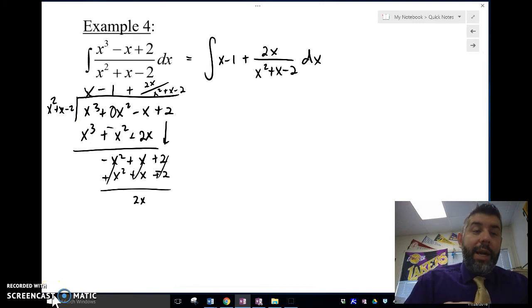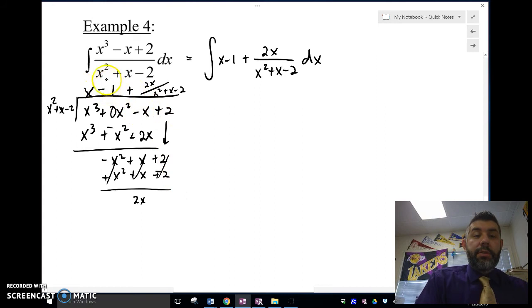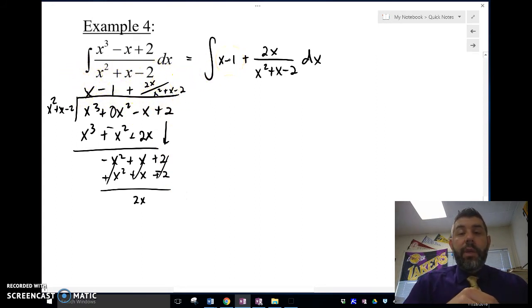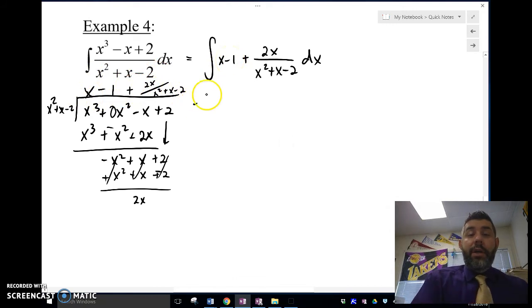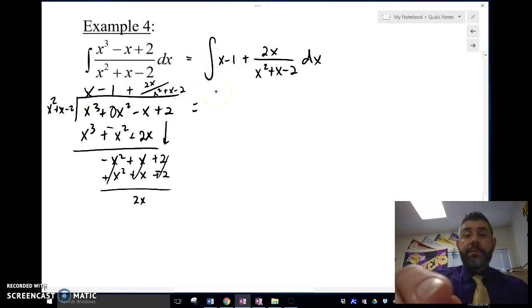All right, so coming back, I did finish my long division here, and I just substituted whatever I did for my long division up here into my integral. Okay, so I have the integral of x.